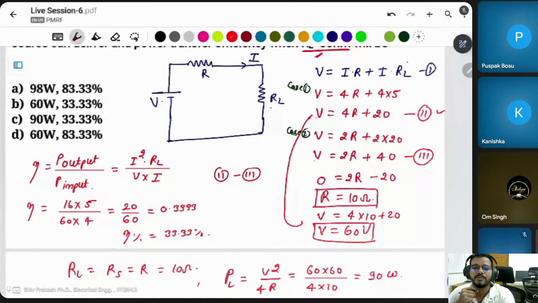Sir, that 0 equals 2R minus 20 equation, where did it come from? Actually, you subtract equation number two minus equation number three. Okay, got it, sir. Sir, generally when maximum power transfer is done, they say 50% efficiency will be there, no sir? Yes, generally we say that. Then why here only 33.33%, sir? In this case also it is 50% efficiency.